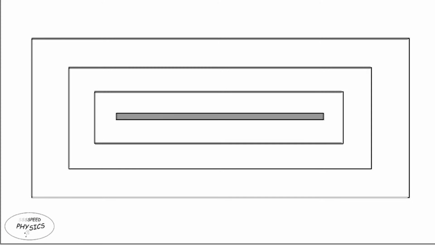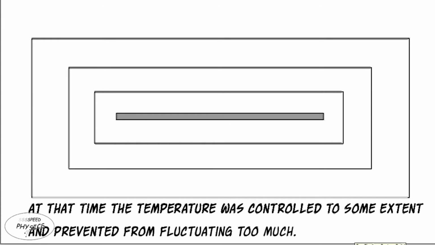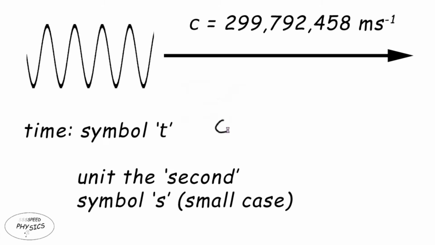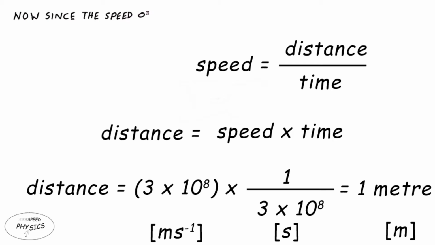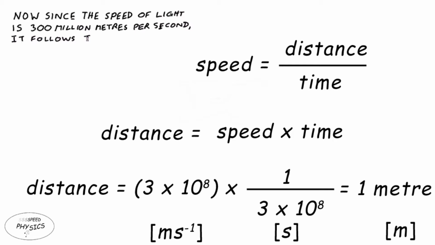At that time, the temperature was controlled to some extent and prevented from fluctuating too much, but this situation was far from perfect. So a new way was found, using the universal constant, the speed of light, and the unit of time, the second. Now, since the speed of light is just less than 300 million meters per second, it follows that in 300 millionths of a second, it will have travelled 1 metre.